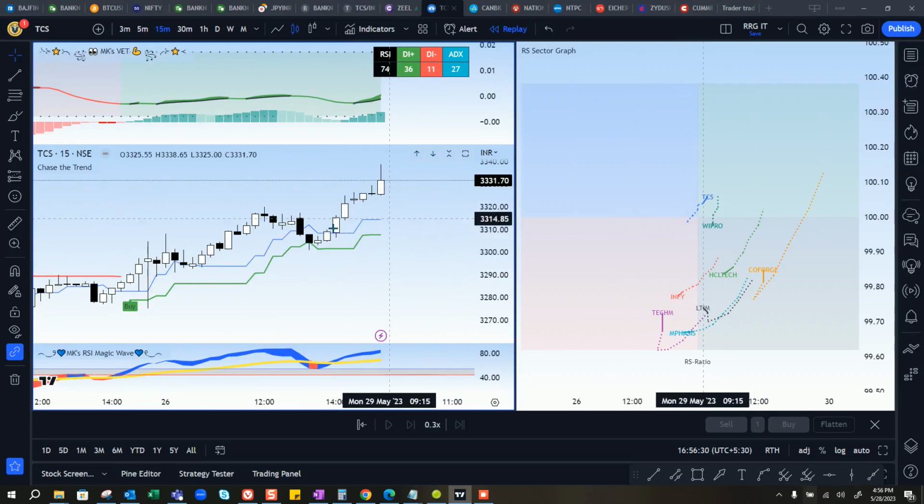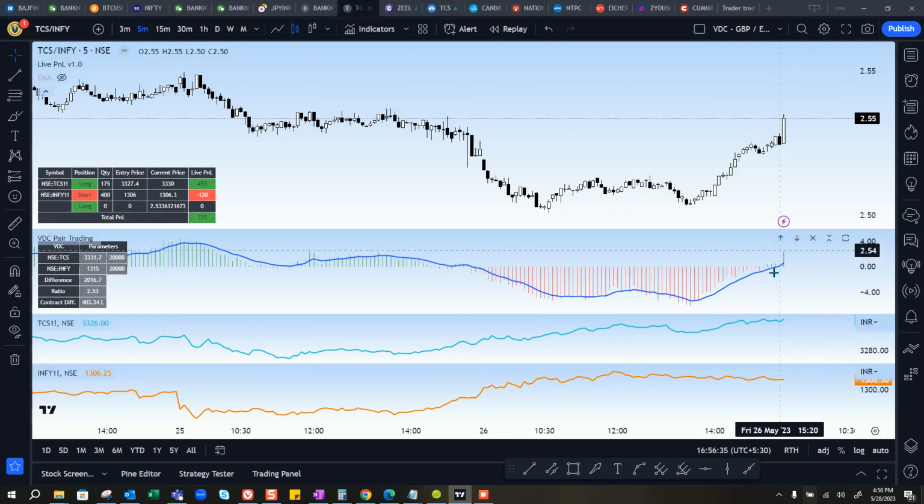Okay, paid trading I'll talk later on. You can see this has also been doing good, TCS. So this was the paid trading they've talked about. That TCS is long and Infy is short. It came around 3 p.m. Okay, this is the trade.